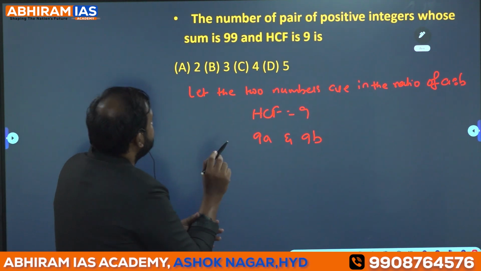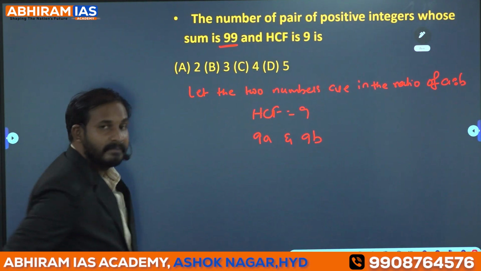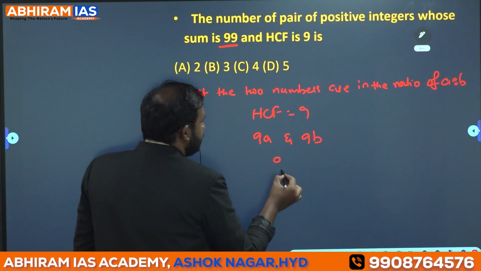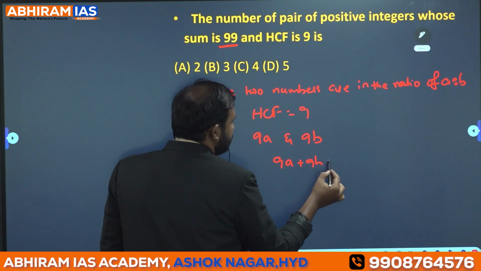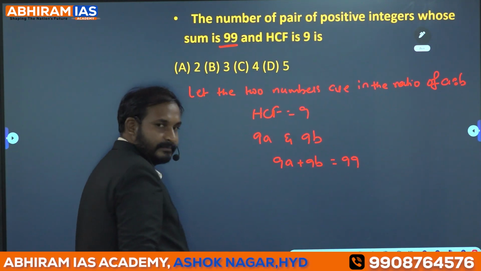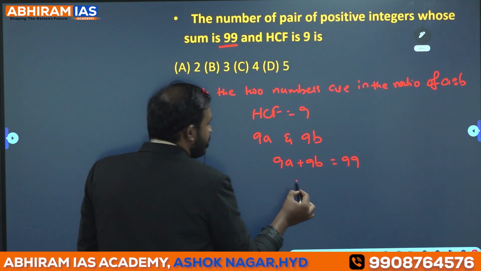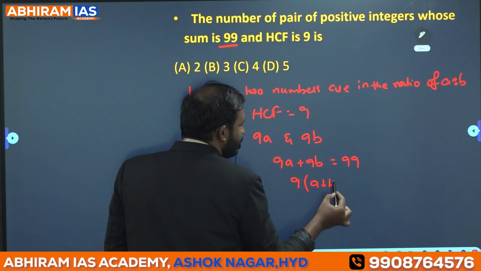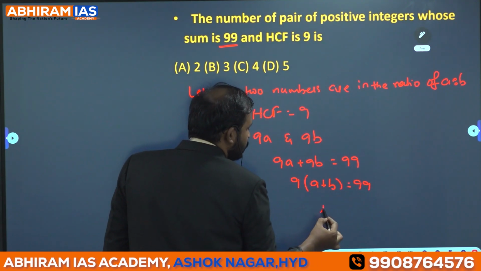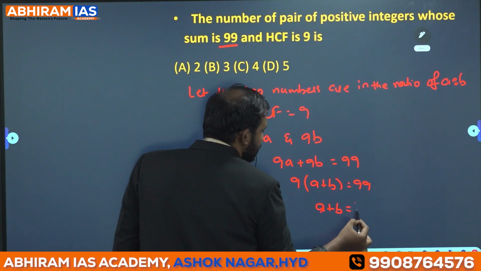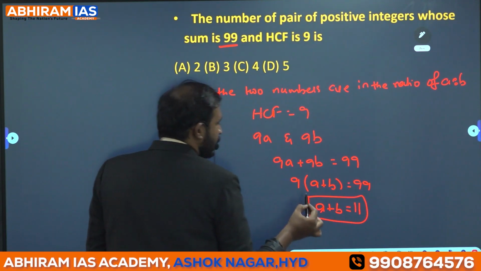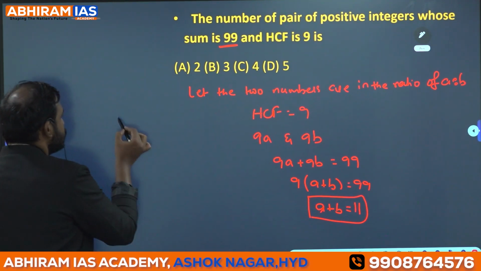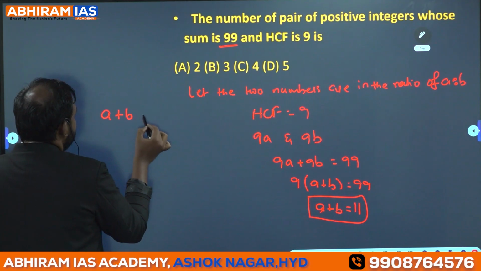Now what are they telling? Their sum is 99. That means 9A plus 9B should be equal to 99. If I take 9 common, 9 times (A plus B) will become 99. So A plus B will become what for us here? 11. So A plus B is 11.